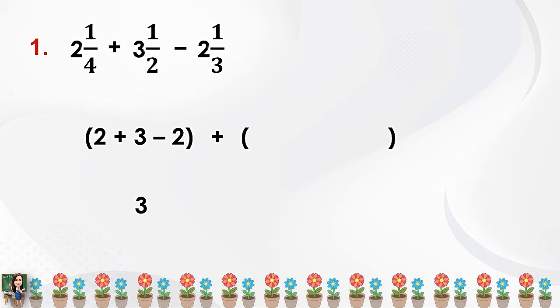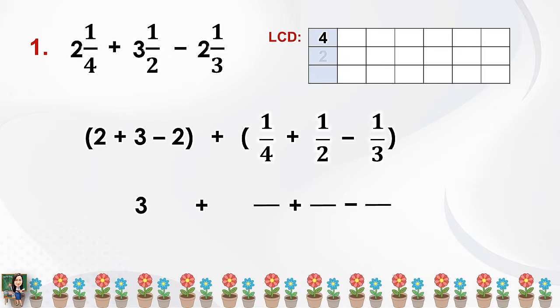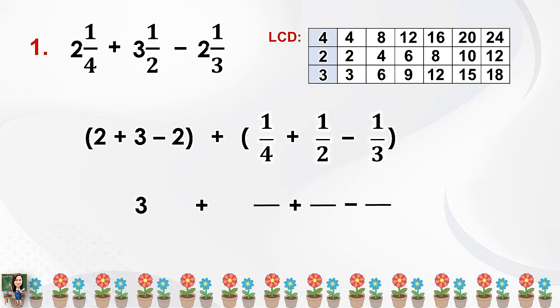Now the fractional parts are 1/4 plus 1/2 minus 1/3. So as you can see, the fractional parts are dissimilar fractions. We will change them to similar fractions by getting the LCD of 4, 2, and 3. The multiples of 4 are 4, 8, 12, 16, 20, 24. Multiples of 2 are 2, 4, 6, 8, 10, 12. Multiples of 3 are 3, 6, 9, 12, 15, 18. Now get the LCD or the least common denominator. So the least common denominator is 12.